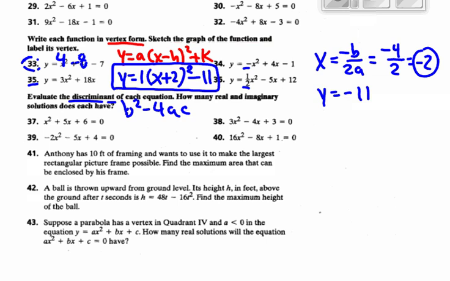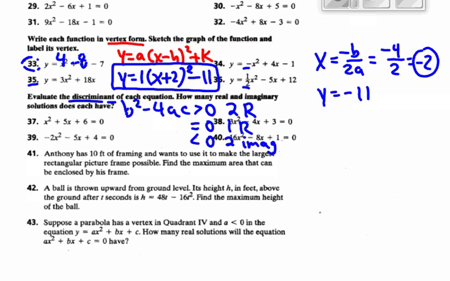So here's the rule. If it's greater than 0, 2 real. If it's equal to 0, 1 real. And if it's less than 0, it's 2 imaginary. Imaginaries always come in pairs. Same with complex answers, they always come in pairs. They're never by themselves, if you remember that as well. Okay, so that's what you're doing there.